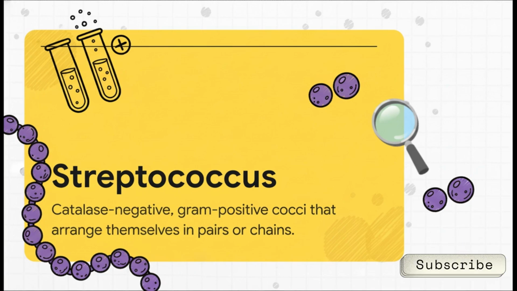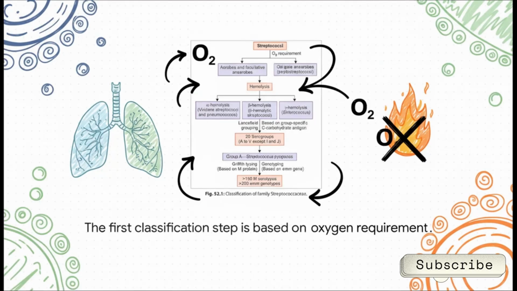So Streptococcus, they're gram-positive cocci and they hang out in pairs or chains. But here's the key differentiator from staph, and you have to know this. They are catalase negative. Got it? Gram-positive cocci and chains, catalase negative. Lock that in.